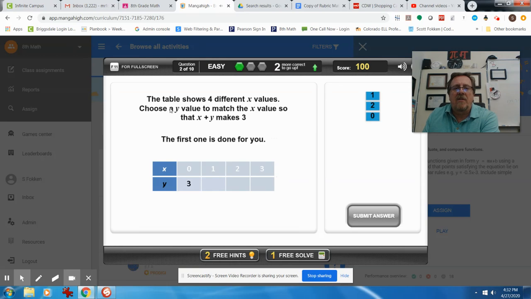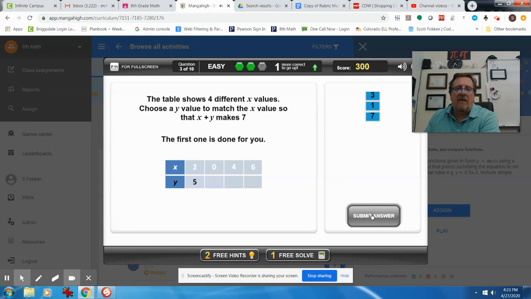There's 4 different values here as well. Choose the y value to match x so that x plus y makes 3. When we add them together, we get 3. So what will we add to 1 to get 3? Better get 2. 1 plus 2 would give us 3, right? What would we add to 2 to get to 3? Going to add 1 since 2 plus 1 is 3. And finally, what would we add to 3 to give us 3? That'd be a 0.